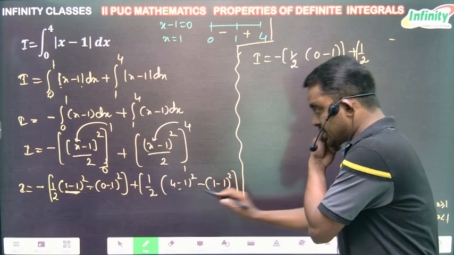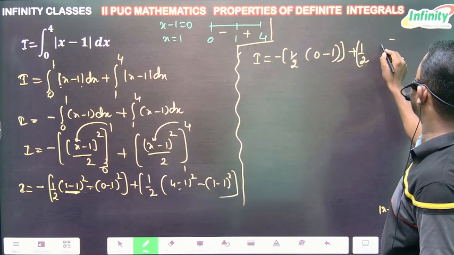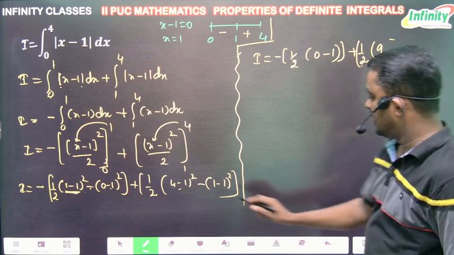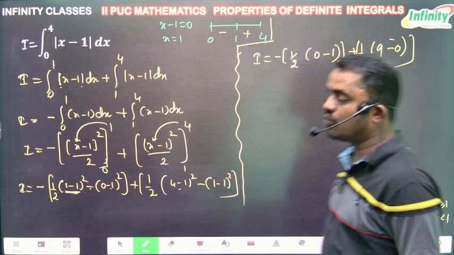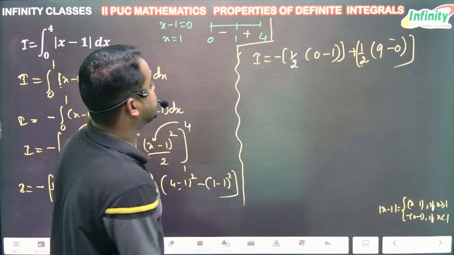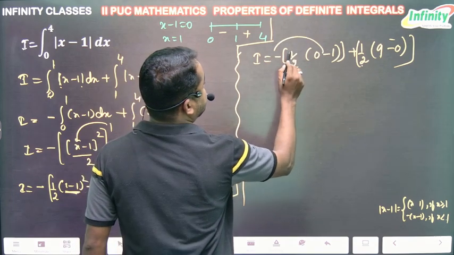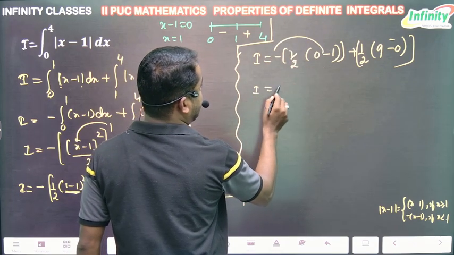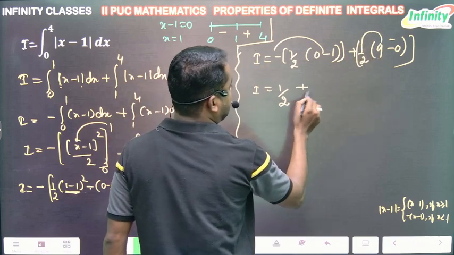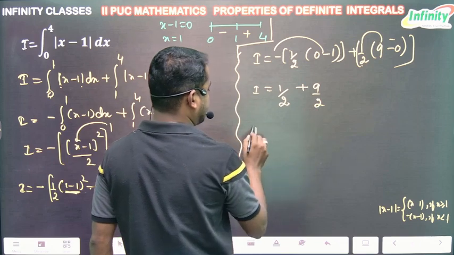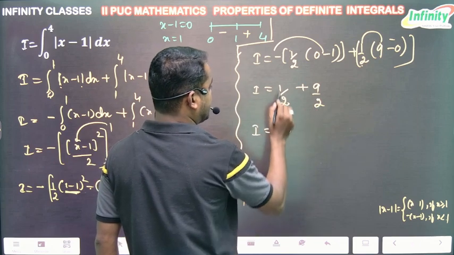into 4 minus 1 will be what? 3, 3 square is what? 9, 1 minus 1 is what? 0. Now open the bracket and multiply with what? Minus sign, minus into minus plus, 1 into 1, 1, that is 1 by 2, plus 1 into 9, 9, that is 9 by 2, and is equal to 10.